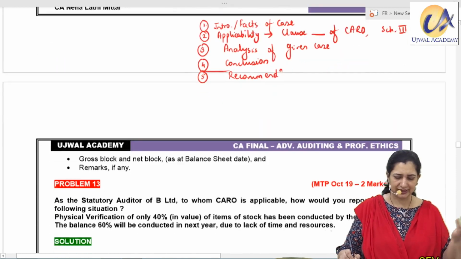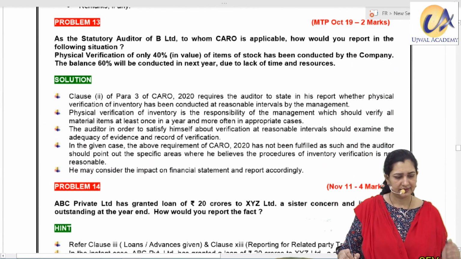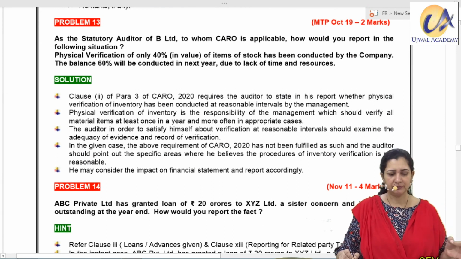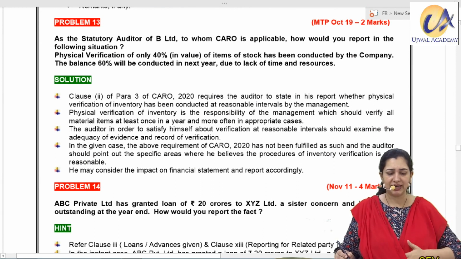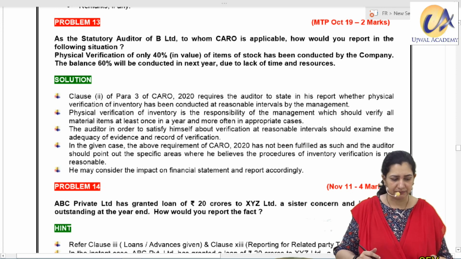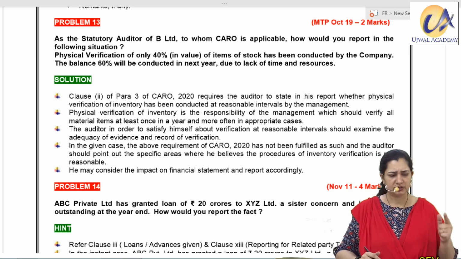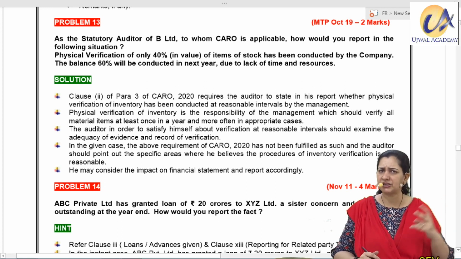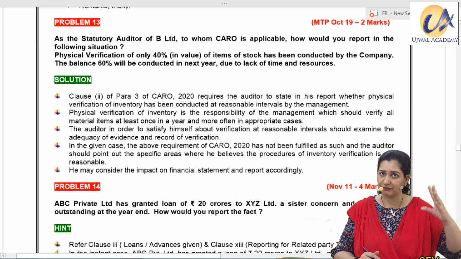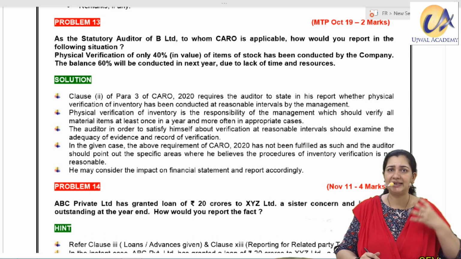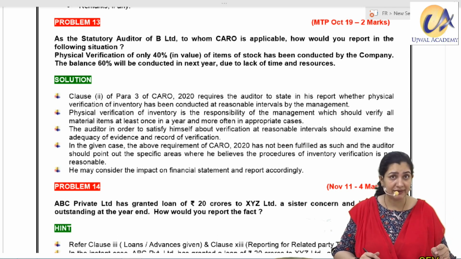Same question, that was about title deeds. Next one. As auditor, under CARO, what will you report? Physical verification of 40% of the items of stock is conducted by the company. Balance 60% will be conducted next year due to lack of time and resources. So the moment I see problem 13, I immediately relate it with my inventory point. So PP was my first point. Second point, inventory.